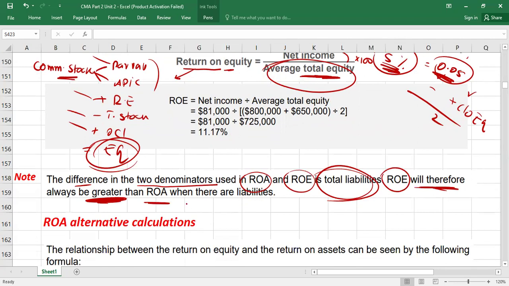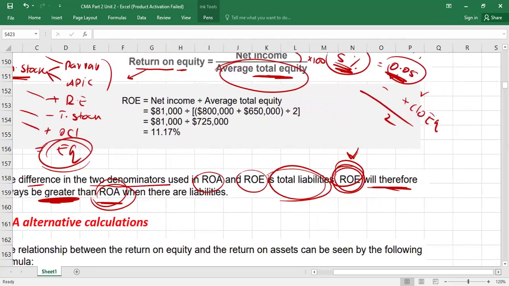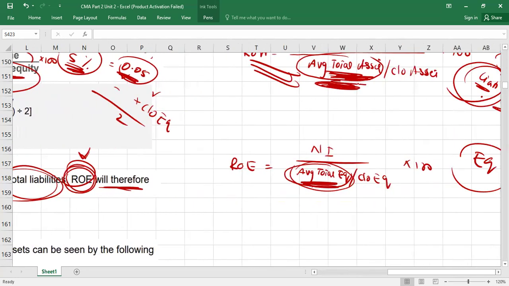What is the rule? If there are liabilities, then return on equity will always be higher than return on asset. If there are no liabilities, for example, if the liabilities of the business are zero, then return on equity and return on asset can be equal. But if there are liabilities in the balance sheet, return on equity will always be greater than return on asset. The reason is that in return on asset the denominator is bigger, and here the denominator is smaller. If the denominator is smaller, the answer will be higher; if bigger, the answer will be lower.